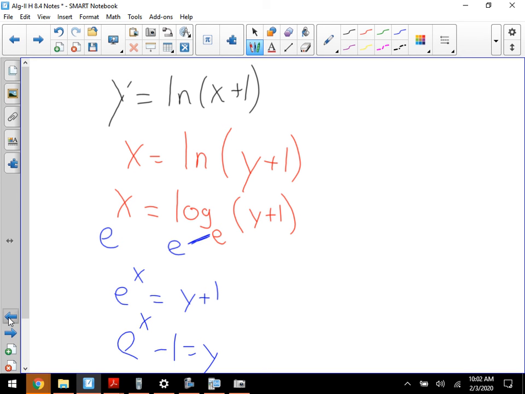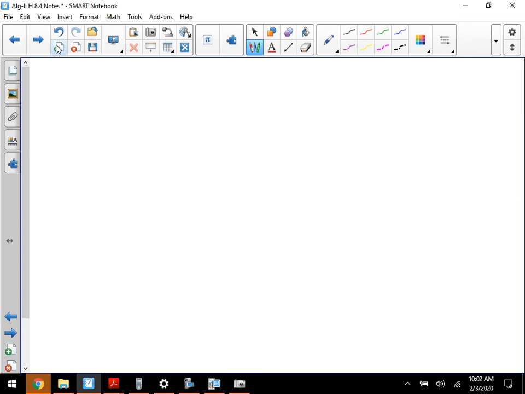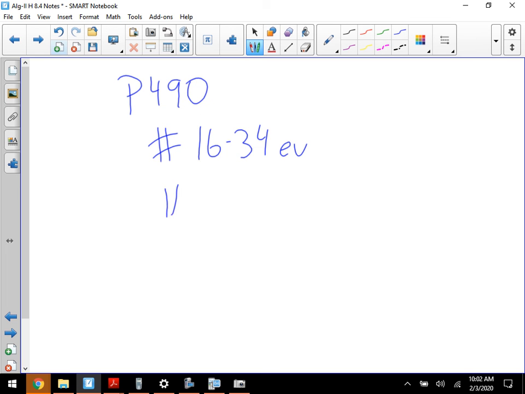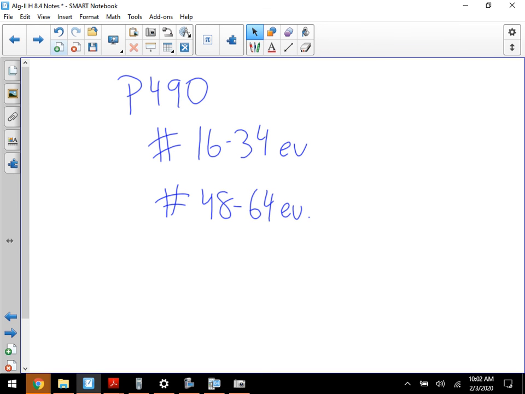That's really all I got. I don't want to get into the graph sheet today, so we're a little ahead in the first hour. This is on page 490. What I have is 16 through 34 evens, and then some simplifies and inverses from 48 to 64. Knock those out. Shouldn't be too tough to go through those. Tomorrow we'll go through these.